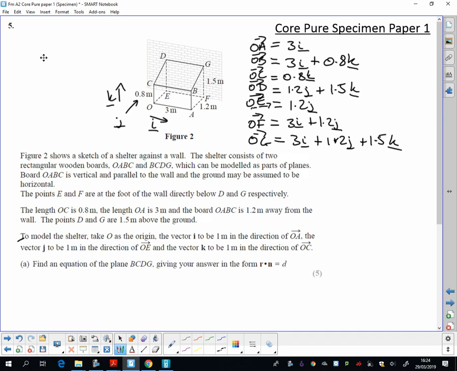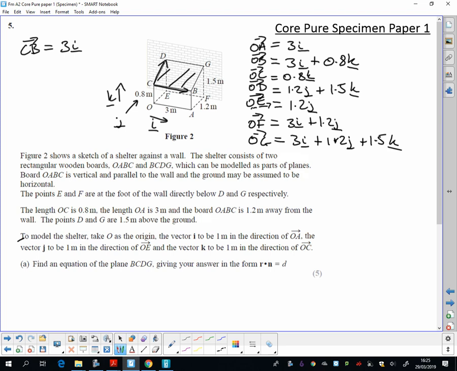It wants an equation of the plane BCDG, so that's the slopey roof bit there. And it wants it in the form using a normal vector. So I want to find a normal to this plane. To find a normal to the plane, I'm going to need two different vectors that are on the plane, and then I can find out another vector that's normal to both of them. So on my diagram, we want C to B. C to B, you can work it out using all the vectors, but obviously that's the same as O to A, which is 3I.